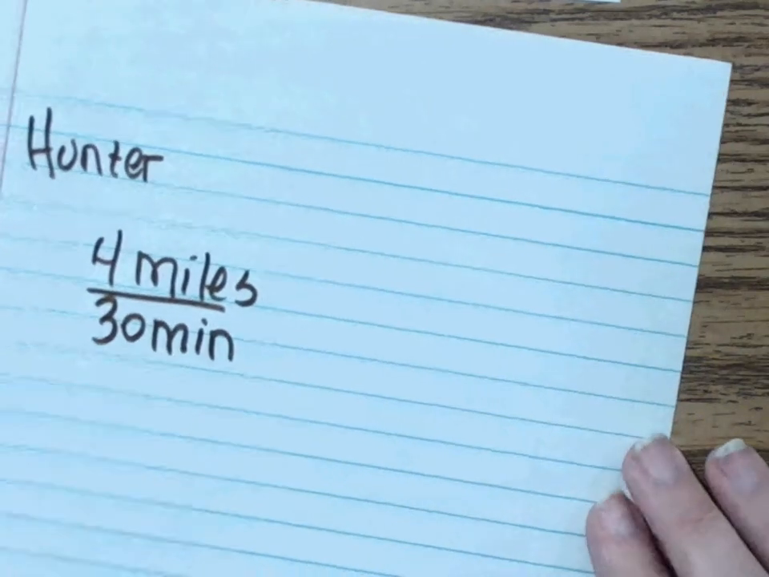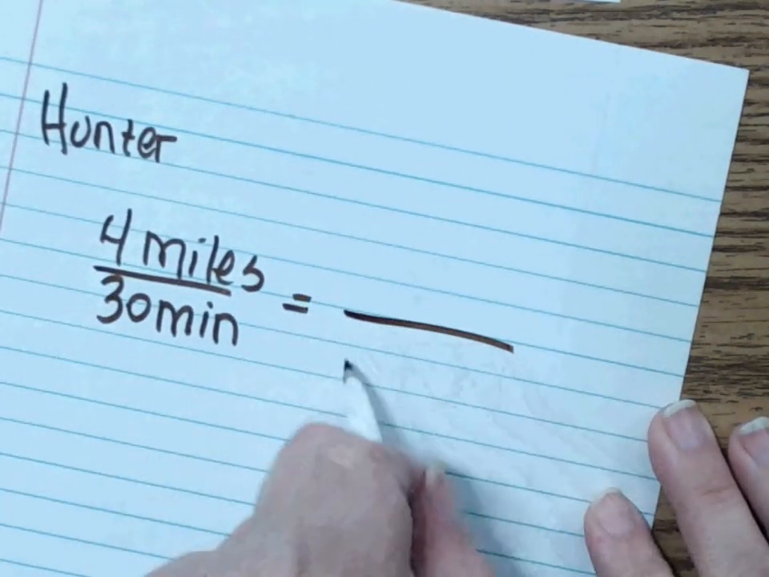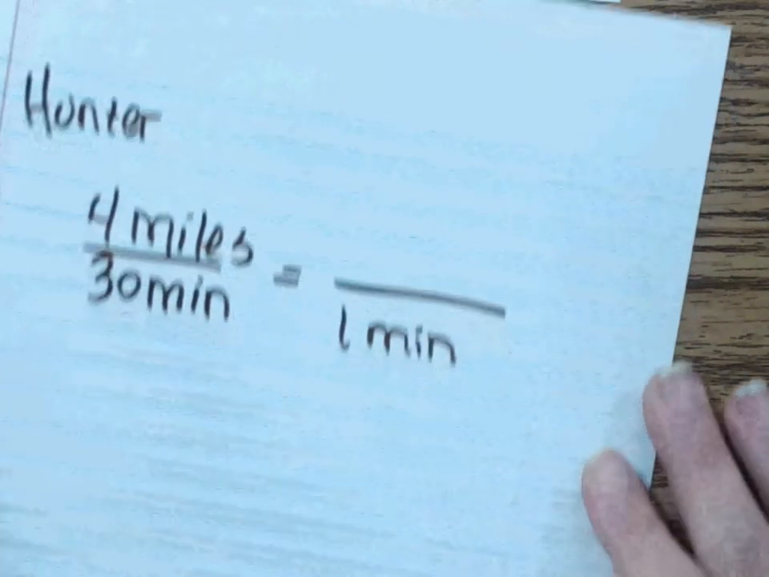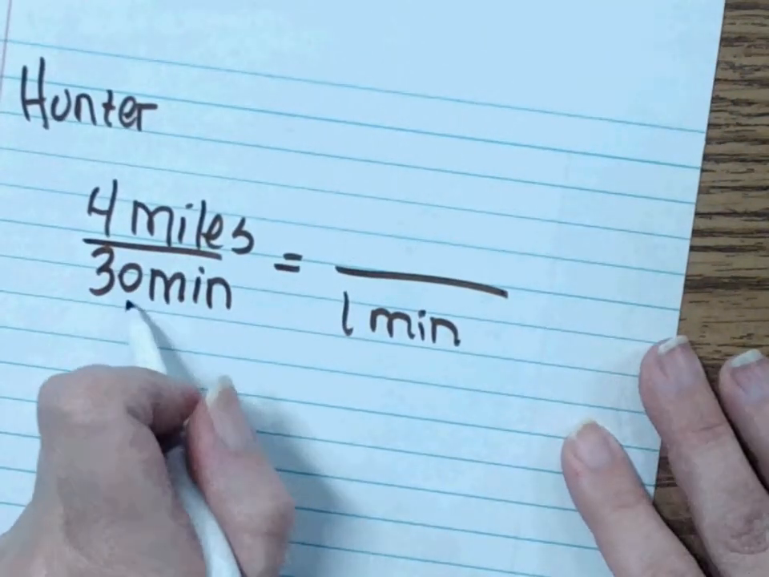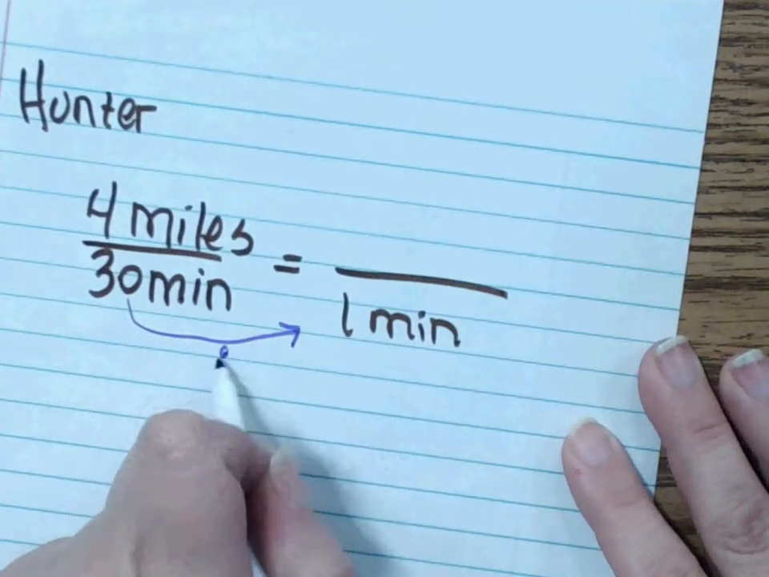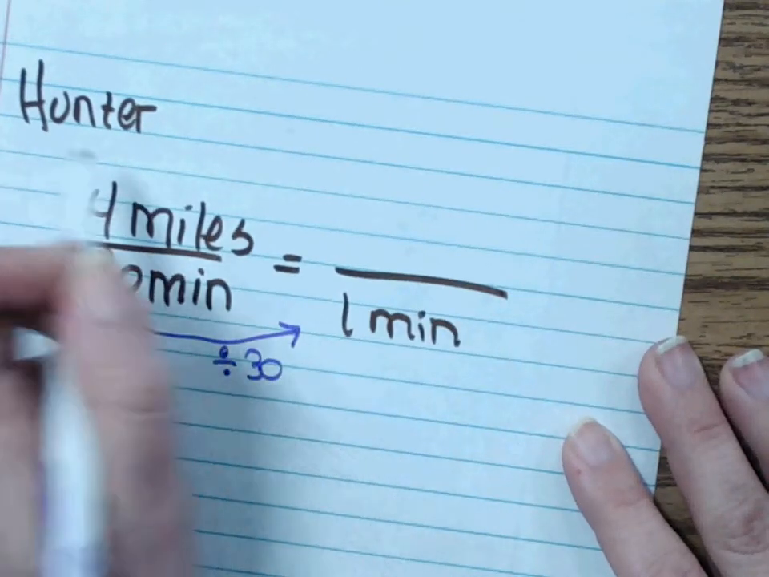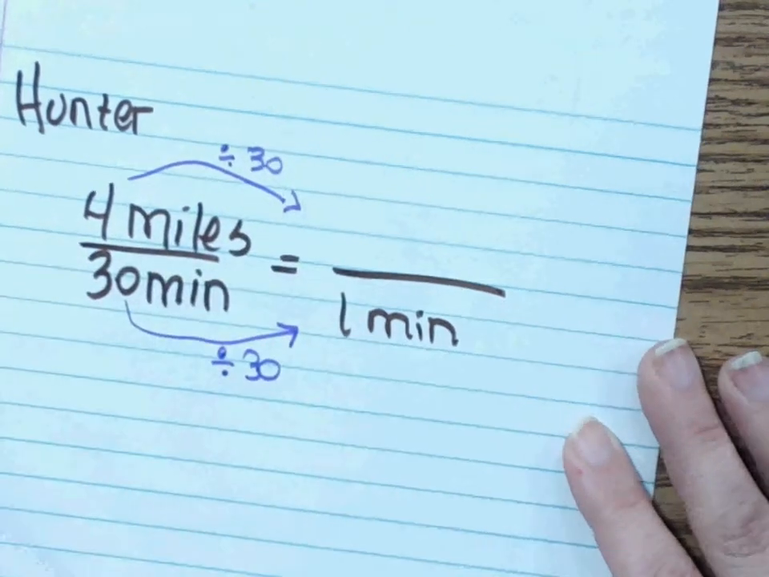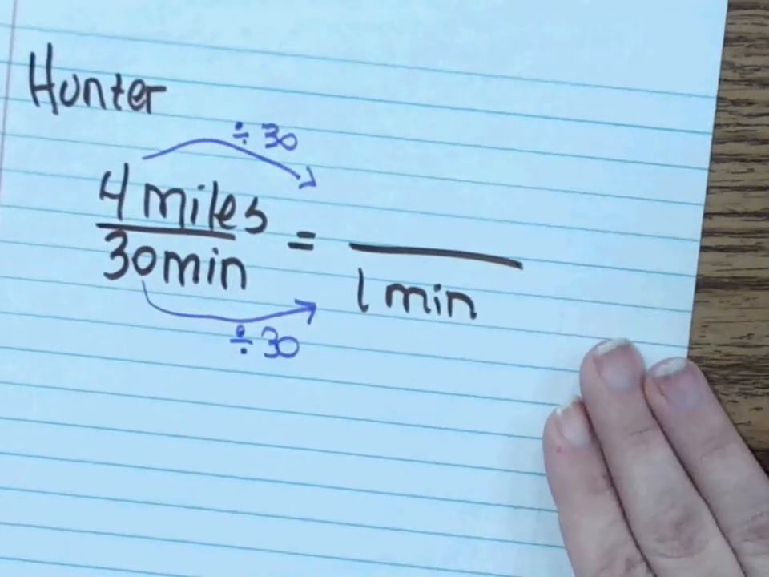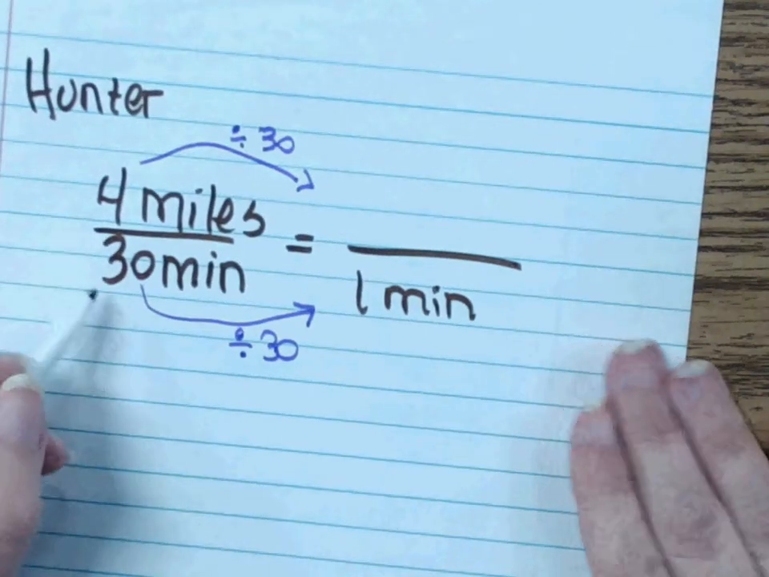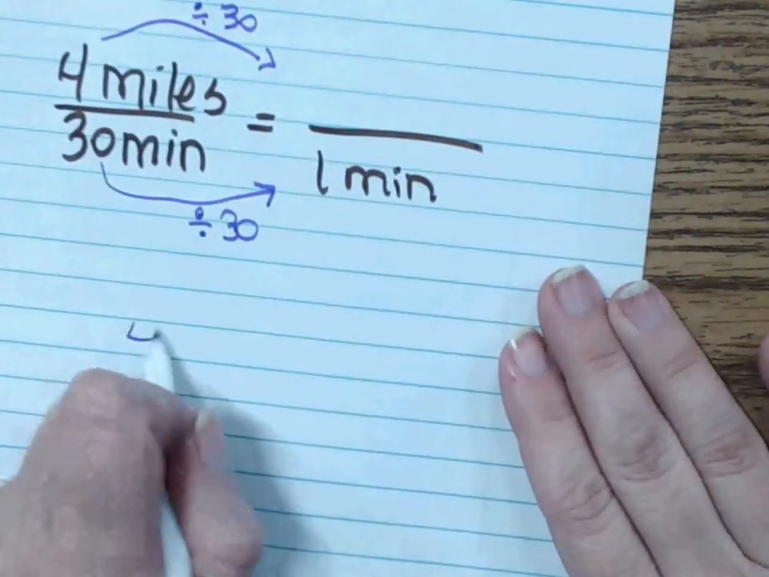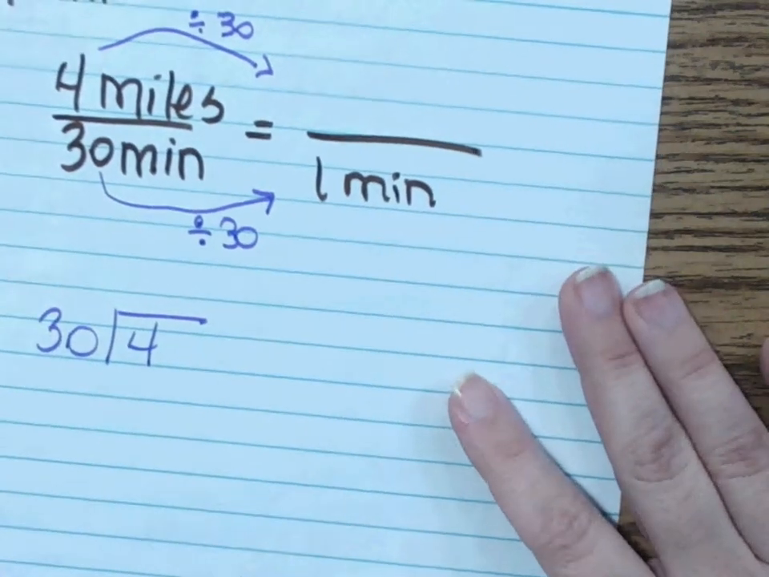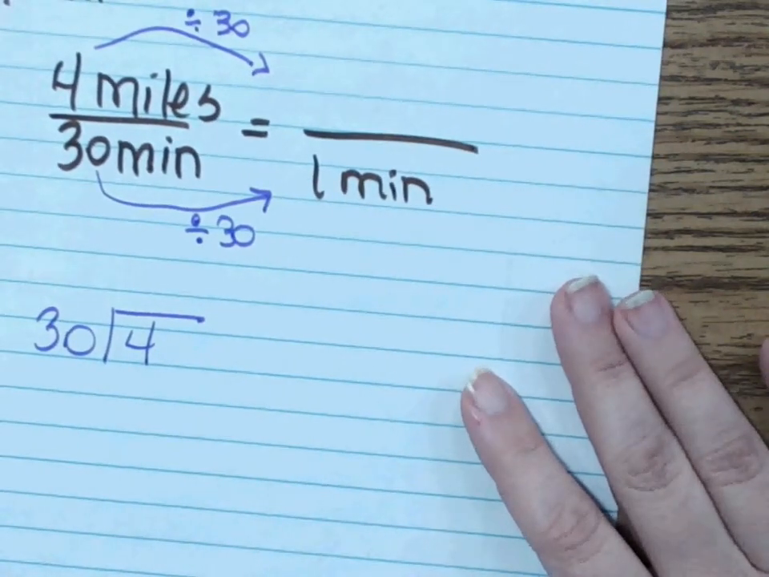So if I want to figure out how many miles he goes in 1 minute, I can divide. You can think of it as, how do I get from 30 to 1? Well, I'm going to divide by 30. So I need to divide 4 by 30 as well. Or once you start to do enough of these, you realize, well, I'm just dividing this. And so don't forget, your top number goes on the inside, your bottom number on the outside. Top in, bottom out.